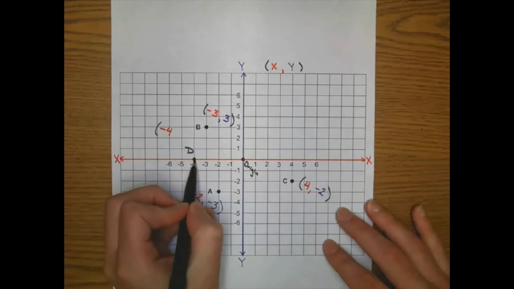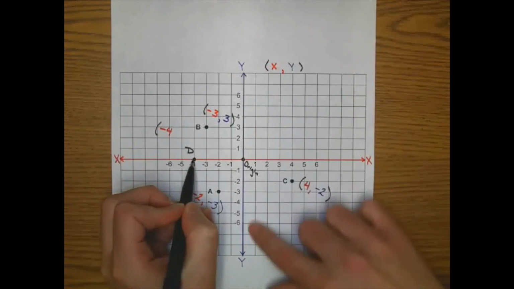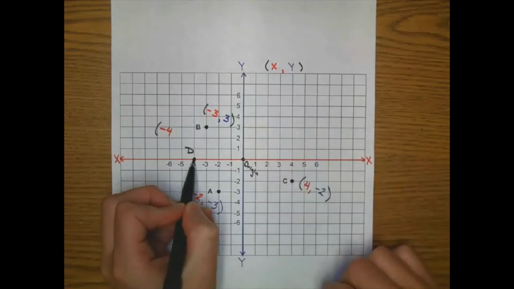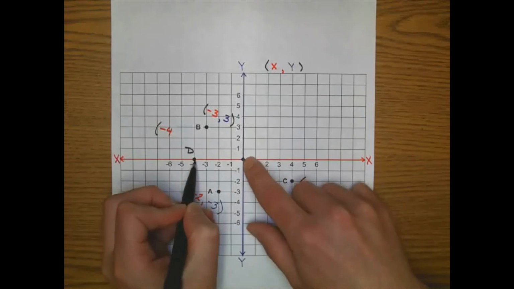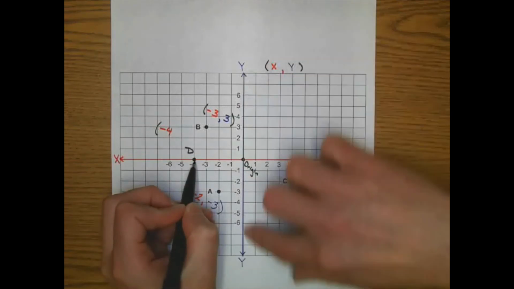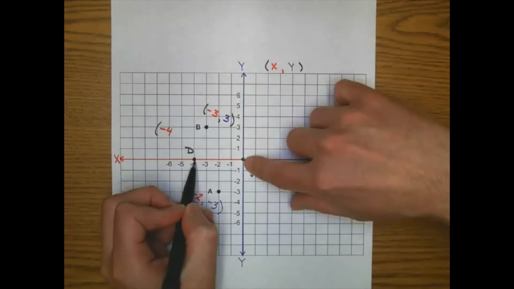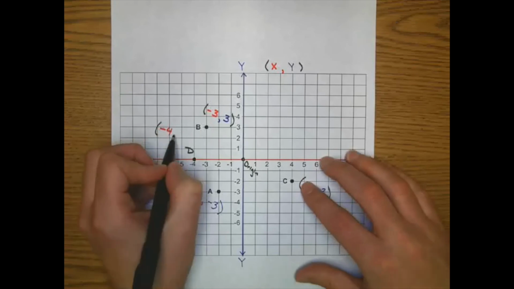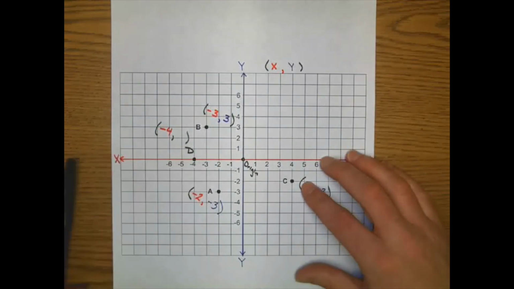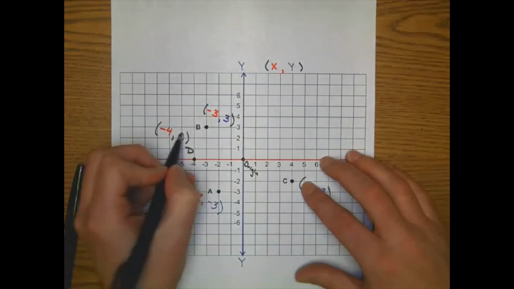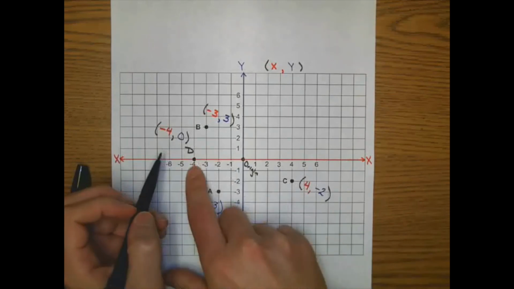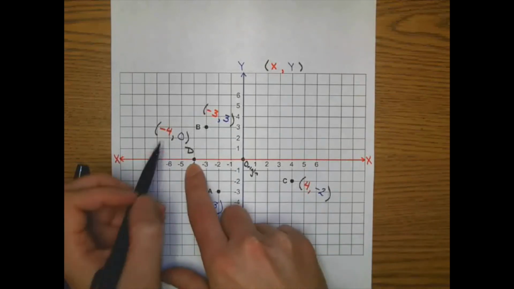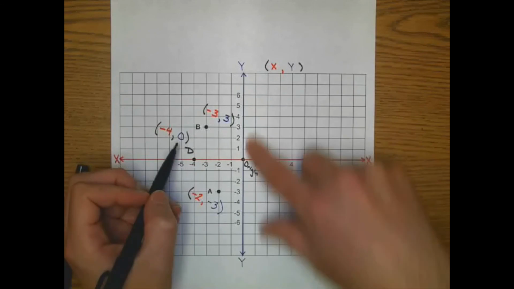Now, I want to go up or down on the y-axis until I run into point D. Well, I'm already at point D. I don't have to go up or down. I'm exactly at 0 on the y-axis because that's right here. And I'm right on that 0 point. So I know that the location of point D is at -4 on the x-axis and 0 on the y-axis.